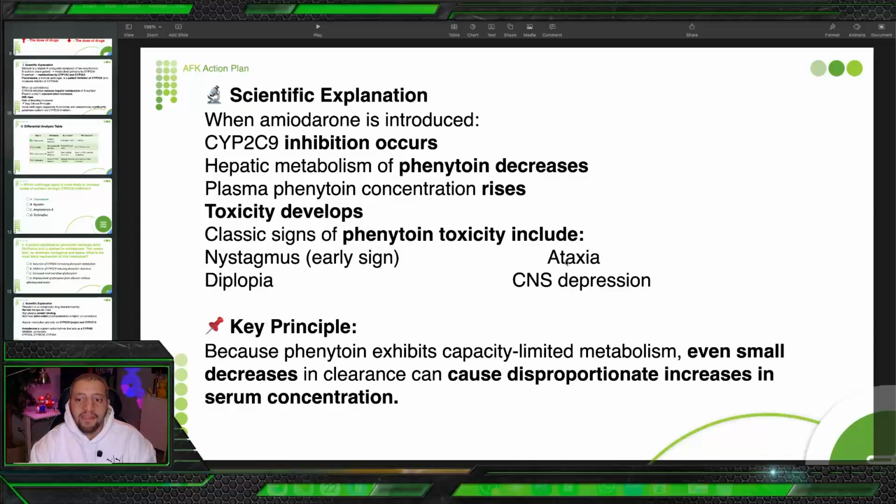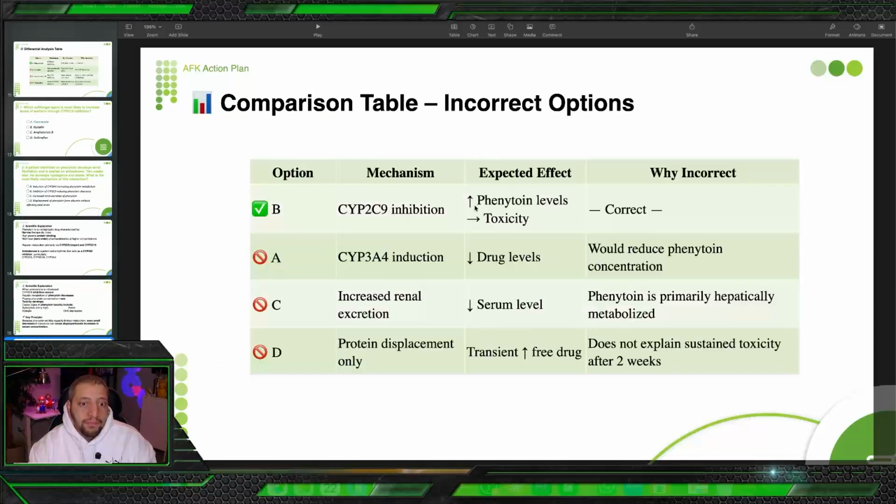Nystagmus, which is an early sign, ataxia, diplopia, and CNS depression. So the key principle for this kind of interaction: phenytoin exhibits capacity-limited metabolism. Even a small decrease in clearance can cause a disproportionate increase in the serum concentration because it's highly bound to albumin. So once you let it stay longer, it will end up in toxicity for some patients. So the answer here will be B, CYP2C9 inhibition, because this will increase the phenytoin level, which is toxicity.